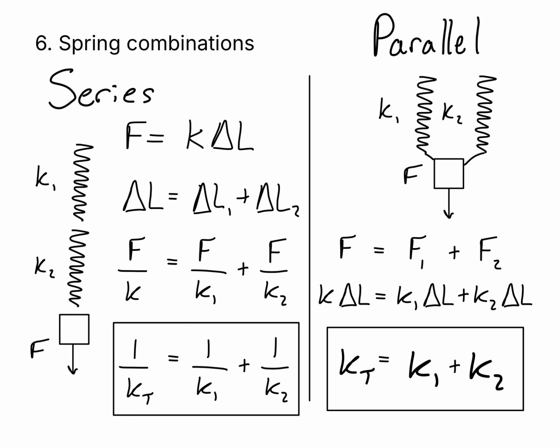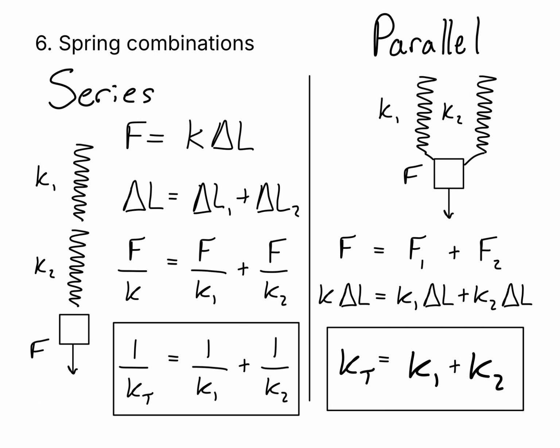Finally, combining springs. And the logic here is worth following, because it comes back almost identically when we do resistors in circuits. Springs in series, end to end, both carry the same force. The full weight passes through both, but each contributes its own extension, and those extensions add up. Work that through and you get 1 over the total k equals 1 over k1 plus 1 over k2. So springs in series make a floppier system, which makes sense. A longer chain of springs stretches further.